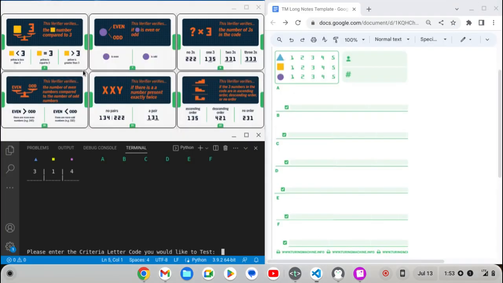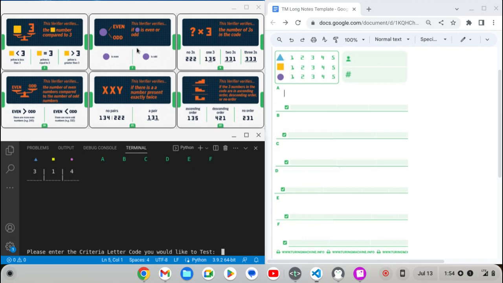So in the grid above, we've got our 6 criteria cards. On the top row, we've got criteria card A, criteria card B, and criteria card C. And on the bottom row, we've got criteria card D, criteria card E, and finally criteria card F. Criteria card A looks at the middle digit, the square digit, and we'll be comparing that to the number 3. So should the square value be less than 3? Should it be equal to 3? Or should it be greater than 3?